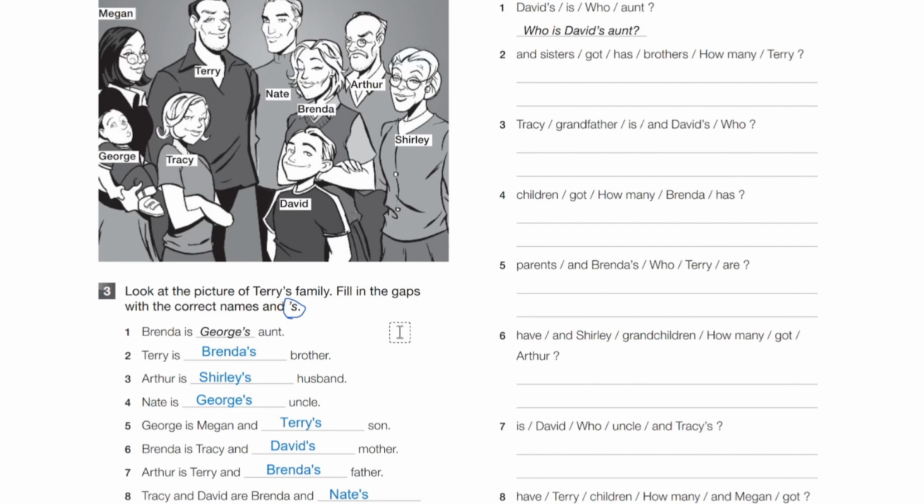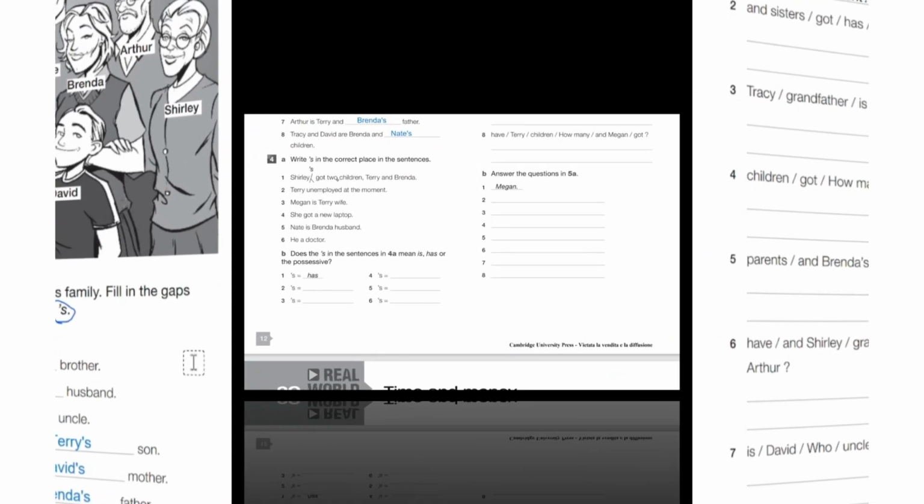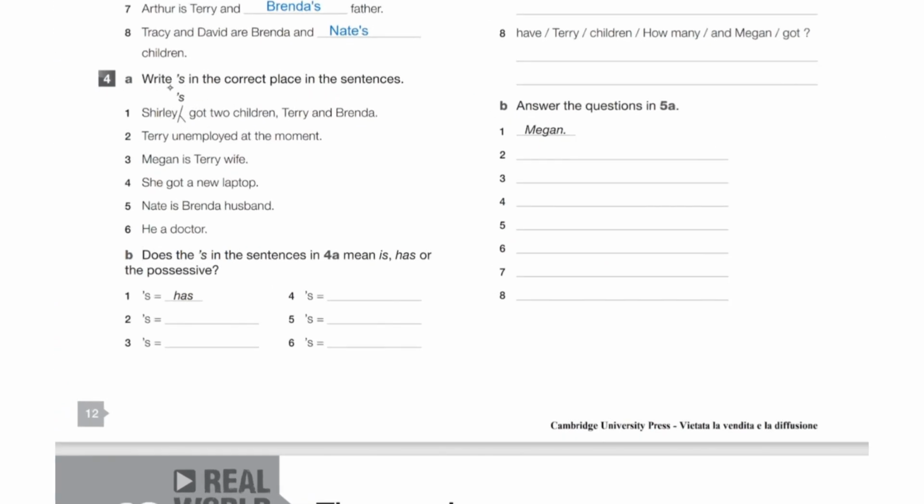So exercise 3 is done. We're moving to exercise 4. Exercise 4 is asking us to write apostrophe S in the correct place in the sentence. The first one is done. Look, Shirley apostrophe S got. I mean, Shirley has got. When we use the contraction form, it would be apostrophe S, but it really means has. Shirley's got 2 children, Terry and Brenda.